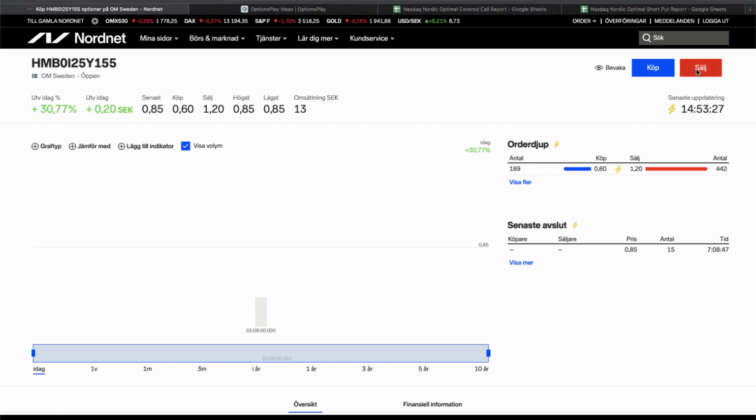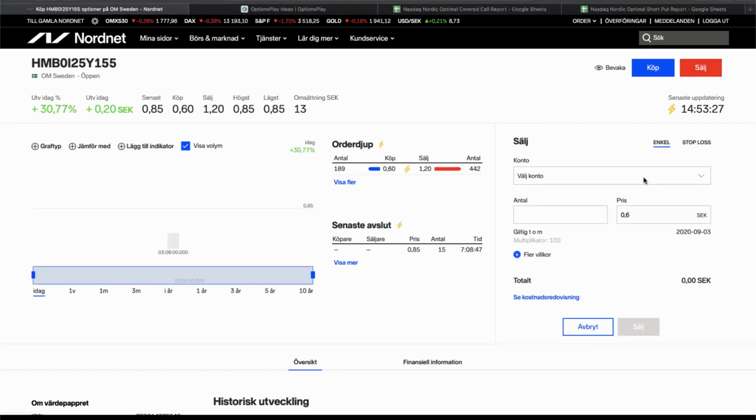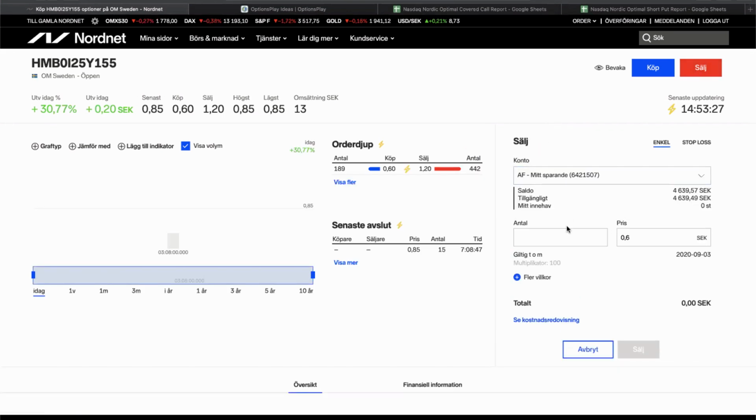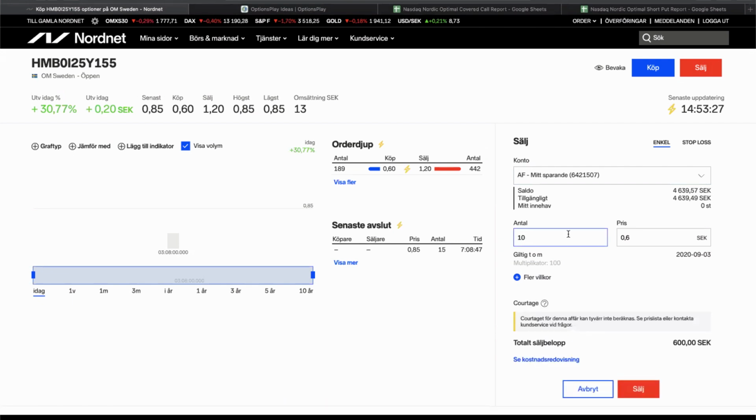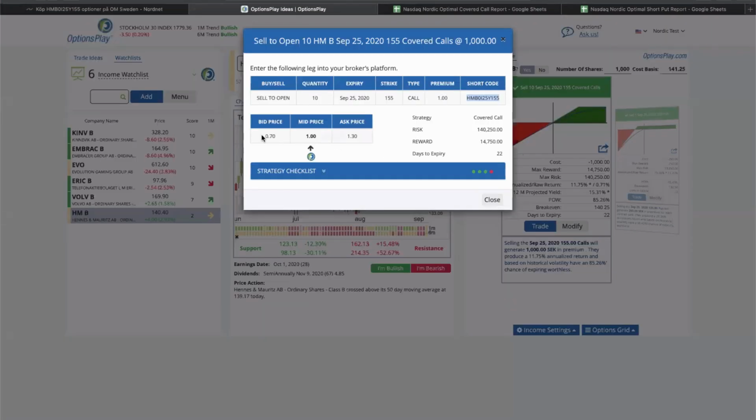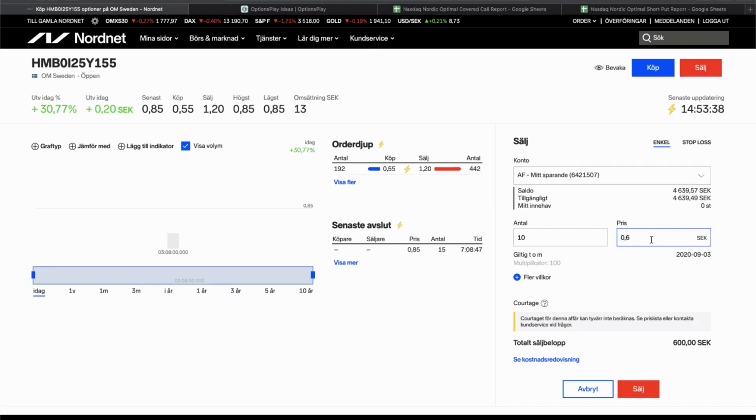And all you have to do is select the account that you want to sell in, the number of contracts, which OptionsPlay helps you determine, and the price. So you can use OptionsPlay to help you get a better sense for the price to enter your order at. So maybe you want to enter this at 0.95, and you can look at the live bid-ask quote to give you a better sense for where to place your order. And all you have to do is click on the sell button to be able to execute this strategy in your Nordnet account.